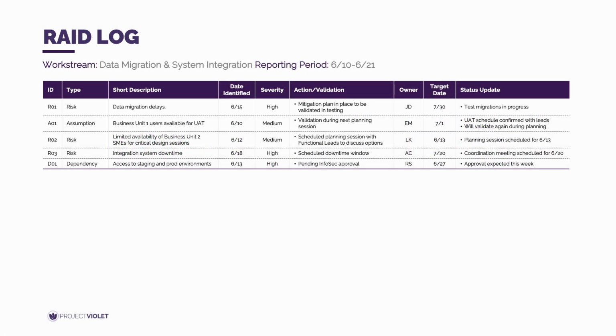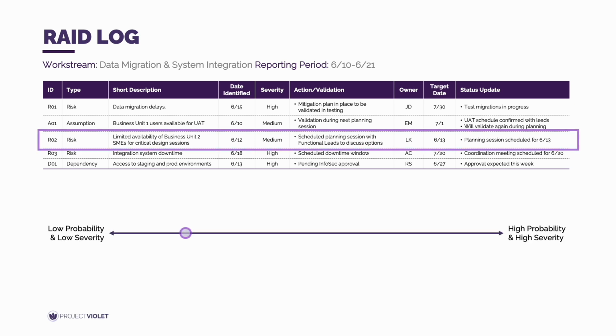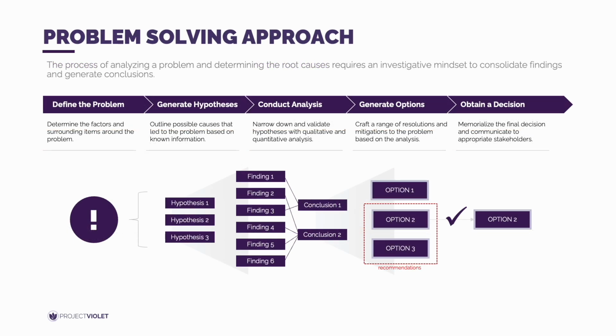Let's start with the RAID log. This is your central hub for tracking risks, assumptions, issues, and dependencies. And most issues, well, they actually start as risks. Over time, if those risks aren't properly mitigated, their probability and severity increase, and they eventually turn into real issues that demand your attention. At this point, our problem-solving approach takes center stage.